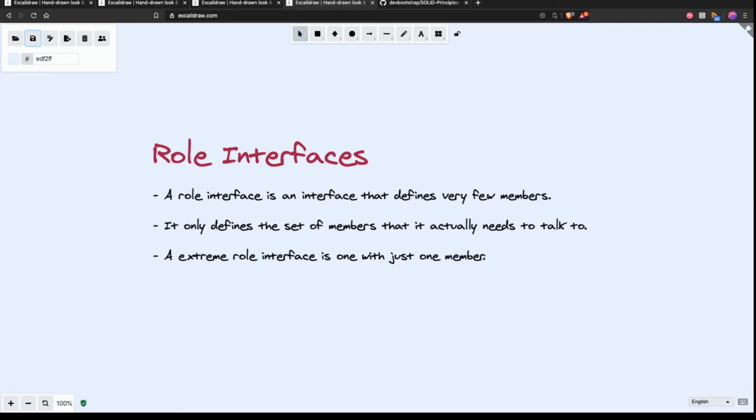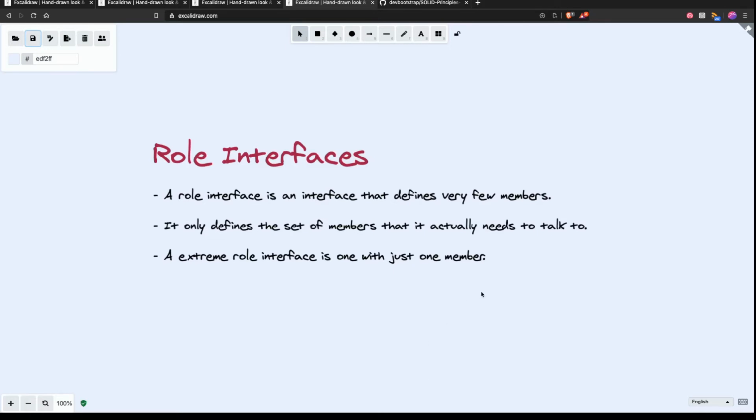And a role interface is simply an interface that defines very few members. So the fact that it's client-driven and the client owns these interfaces, then it's going to only define the members that it actually needs to talk to. So an extreme role interface is an interface that just has one member. And it actually turns out that defining role interfaces with just one member makes it easier to solve any violations of the Liskov substitution principle. With only one member defined, there's no interaction with other members because, well, there aren't any.